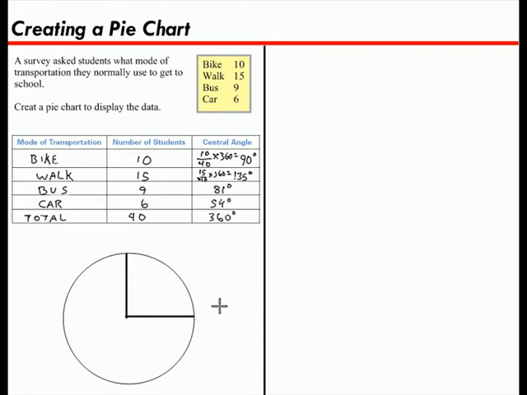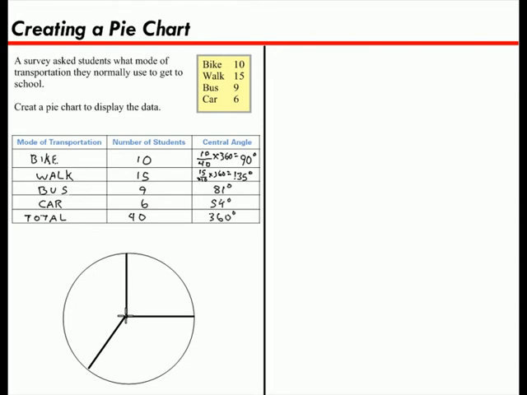Now we just continue that trend. For walking, we need to make a 135-degree angle. So starting at the center point, if I were to draw a straight line down, that would be a 90-degree angle again. But I need 135, so I'm going to angle it probably till about there. That should be about 135 degrees.